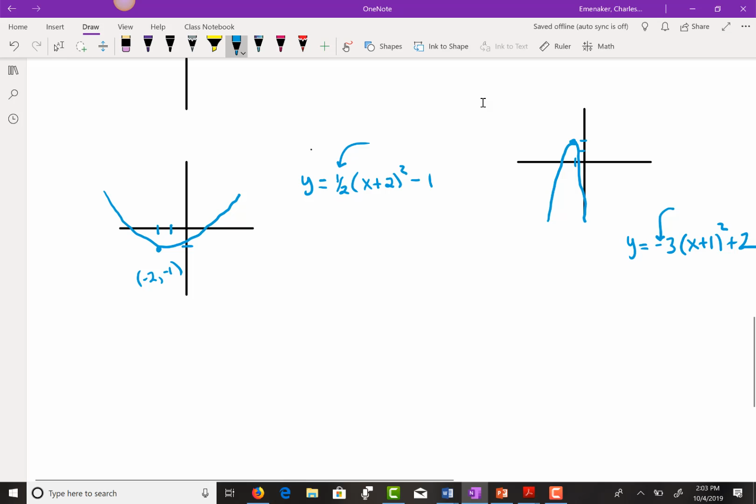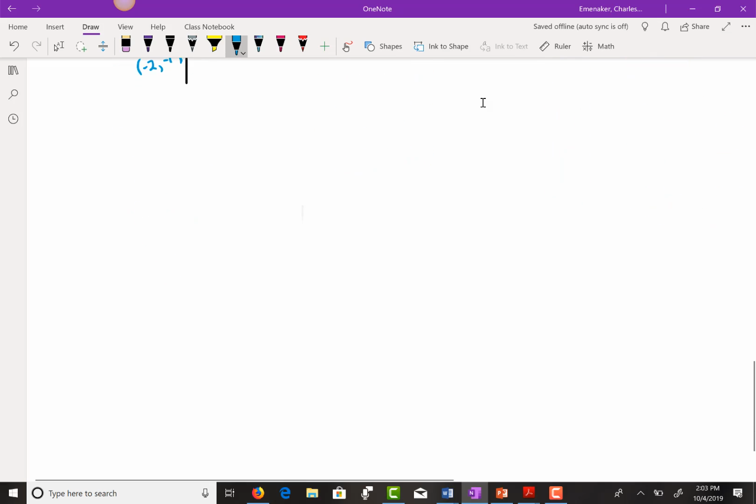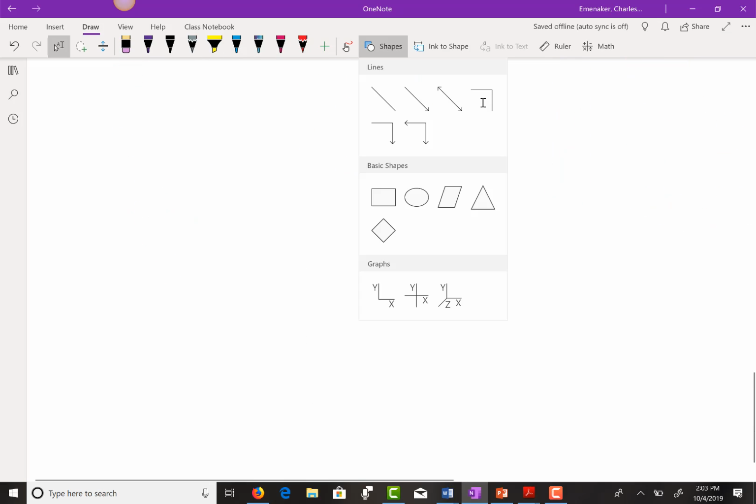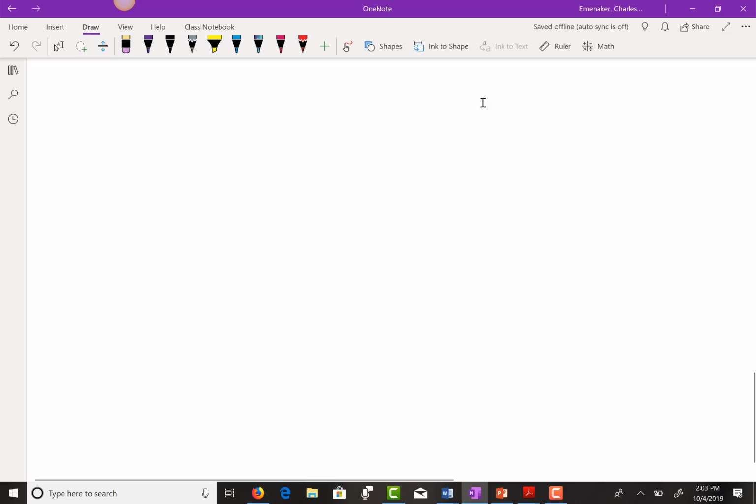This is also pretty cool because not everything works perfectly. Okay, so it's not going to cooperate at the moment. Maybe we can get it to cooperate now. There we go. Let's say that you have a parabola like this.